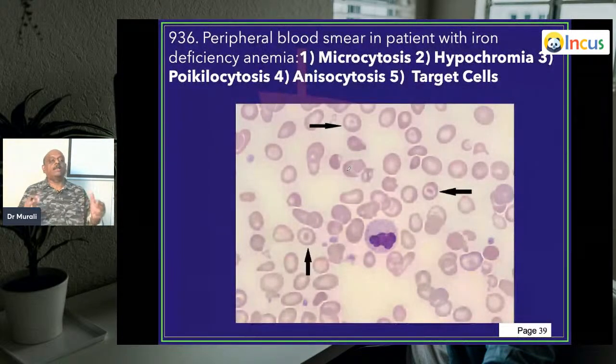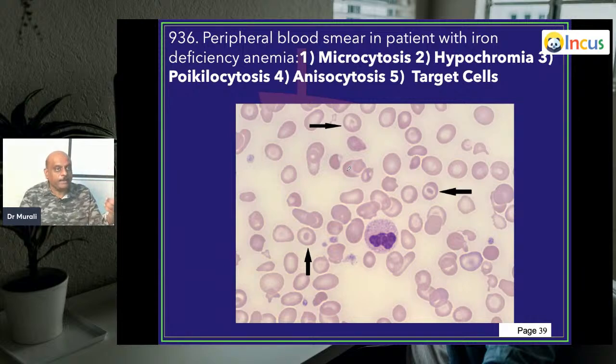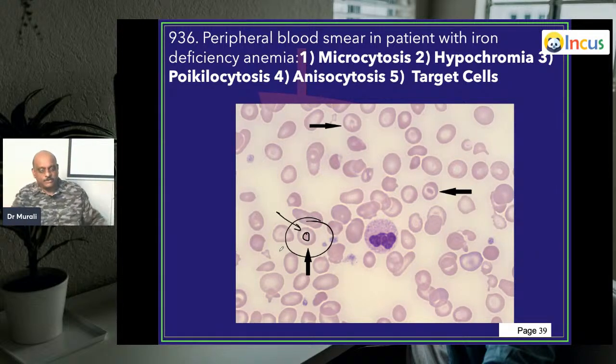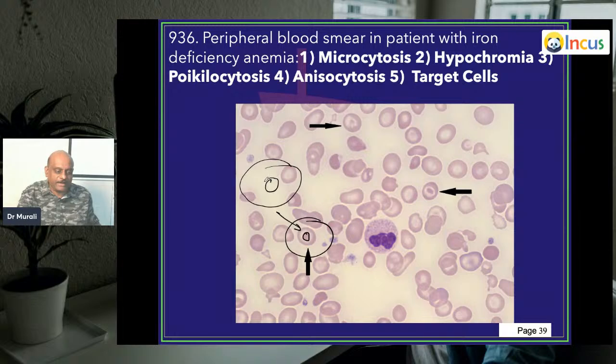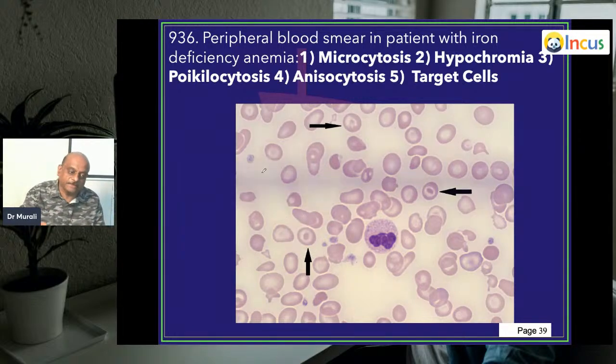So what are the classical features of iron deficiency anemia? Number one, you have microcytosis, hypochromia, poikilocytosis, anisocytosis, and target cells. Target, like central increased opacity. We pass an arrow, no? So it will go and hit the target. Target will have circles like this, no? Right? So target cells.